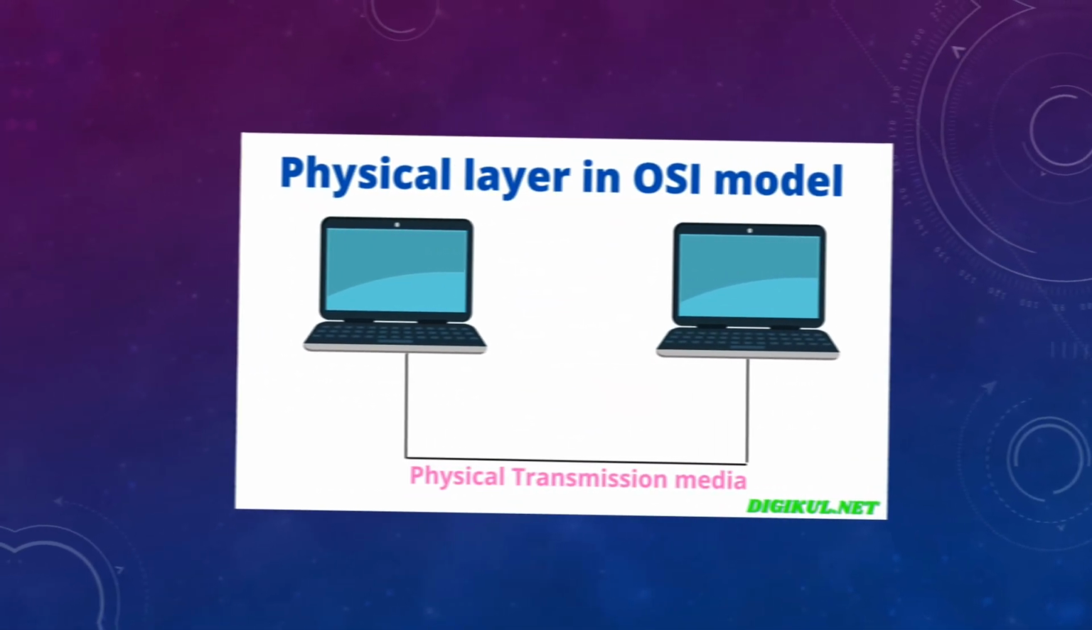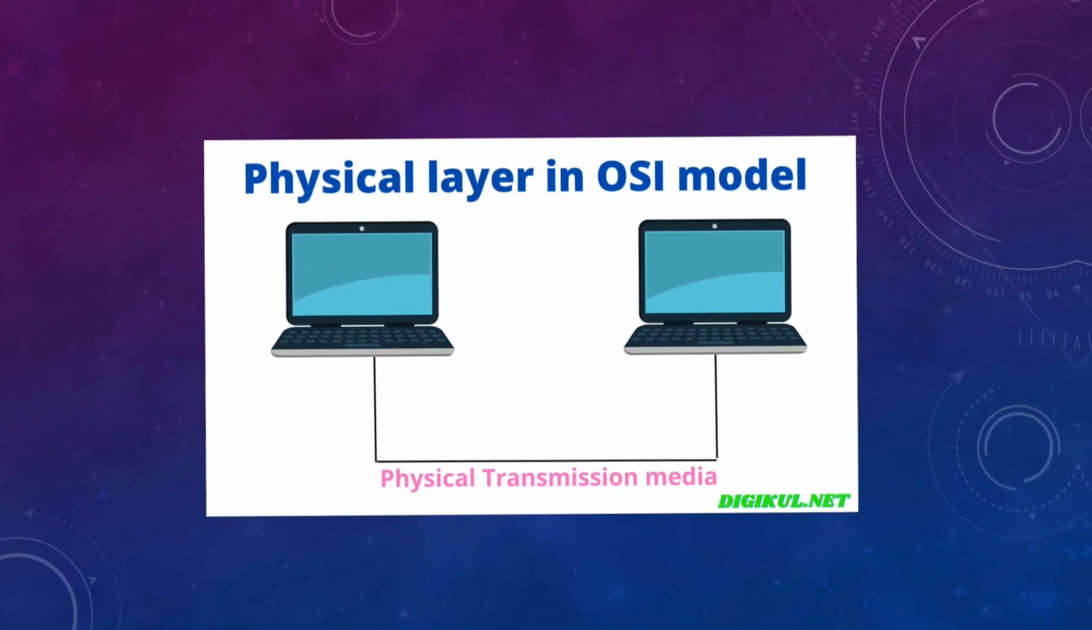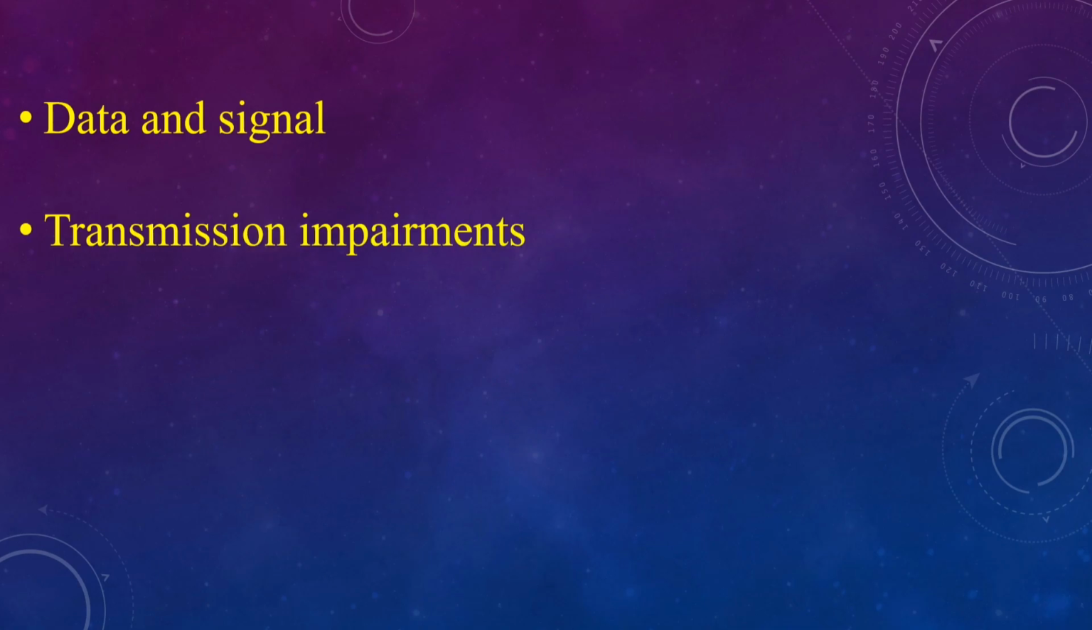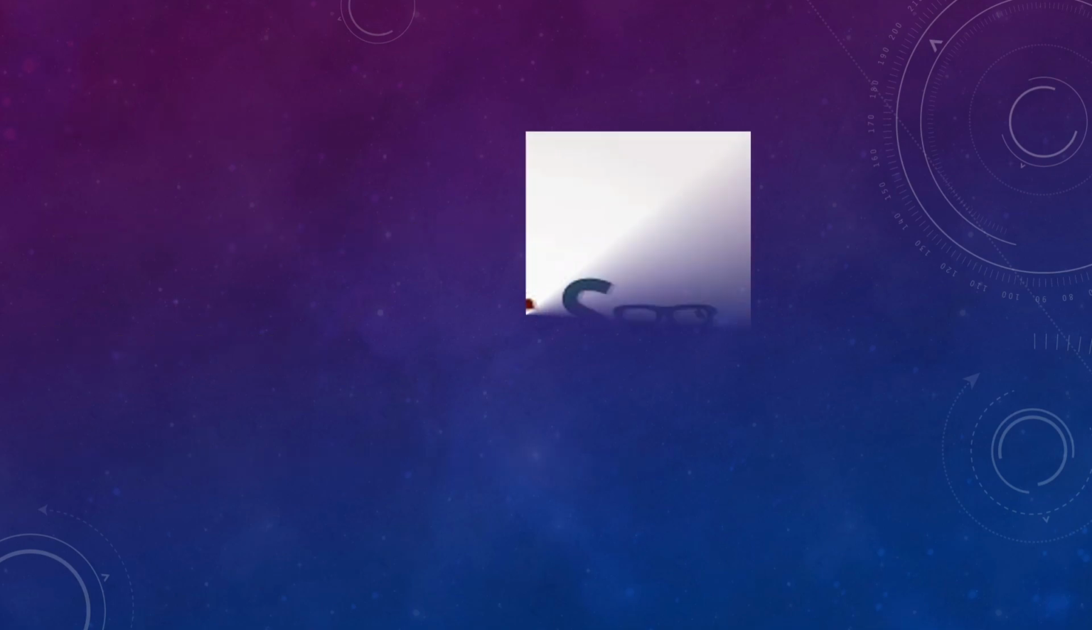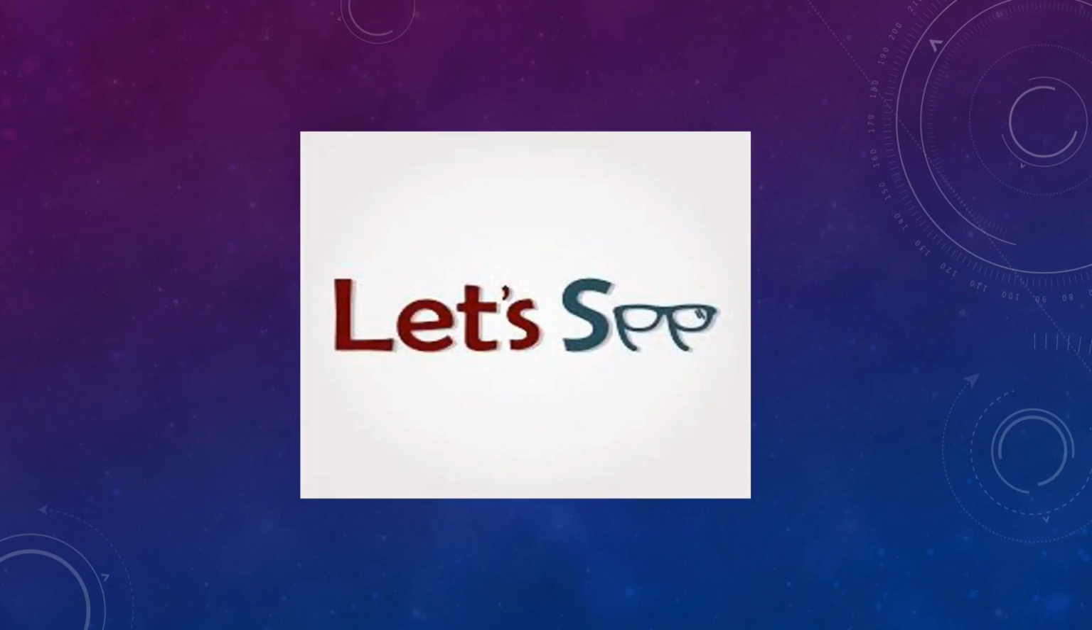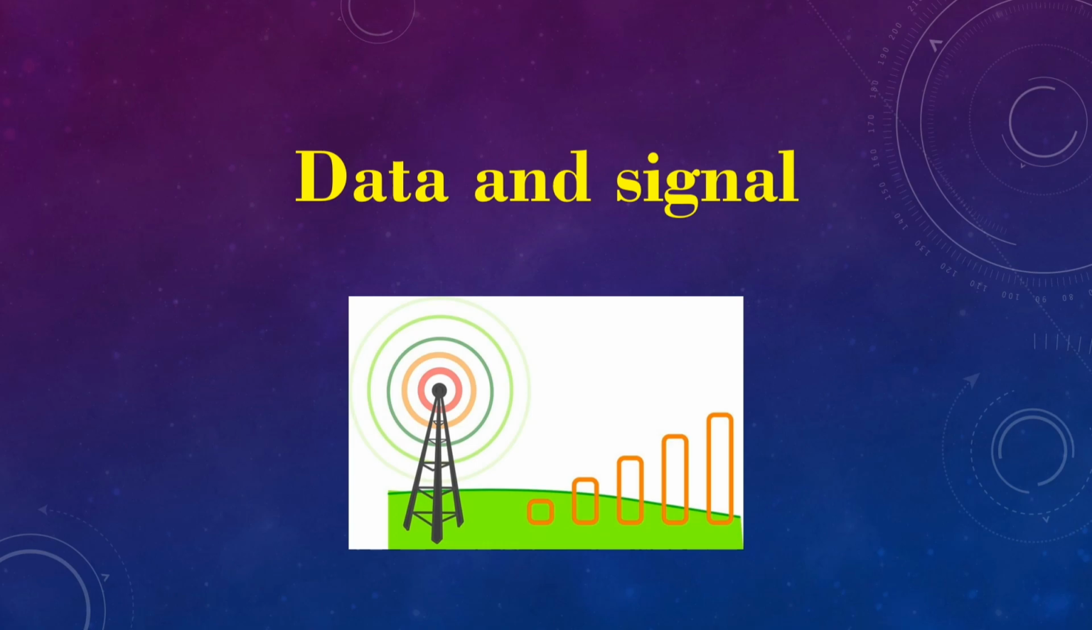In physical layer, there are many subtopics, but in this session, we will discuss some topics like data and signal, transmission impairments, data rate limits, and the performance of physical layer. Let us see the first topic, that is data and signal.